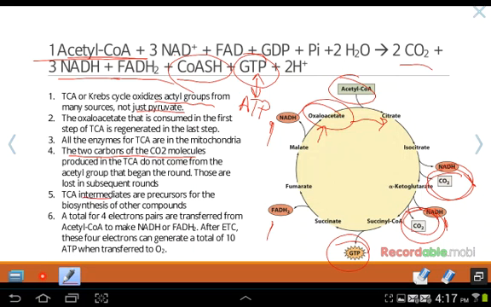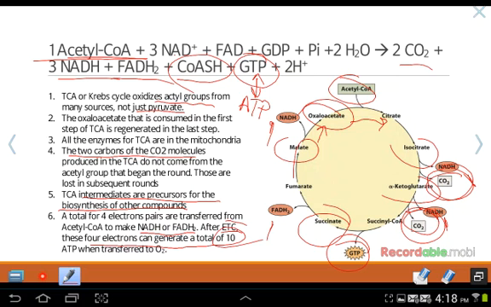The TCA intermediates are precursors for the biosynthesis of other compounds. We'll see that alpha-ketoglutarate, isocitrate, malate, and succinate can all be used in other metabolic pathways. A total of 4 electron pairs are transferred from acetyl-CoA to make NADH or FADH2. After the electron transport chain, these electrons can generate a total of 10 ATP when transferred to oxygen.